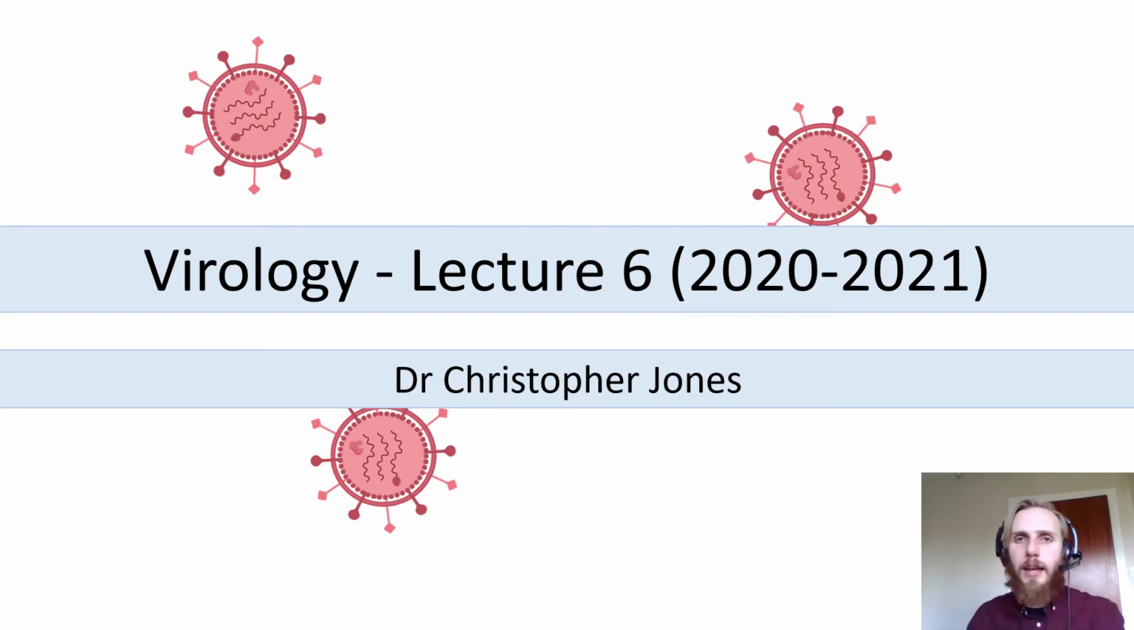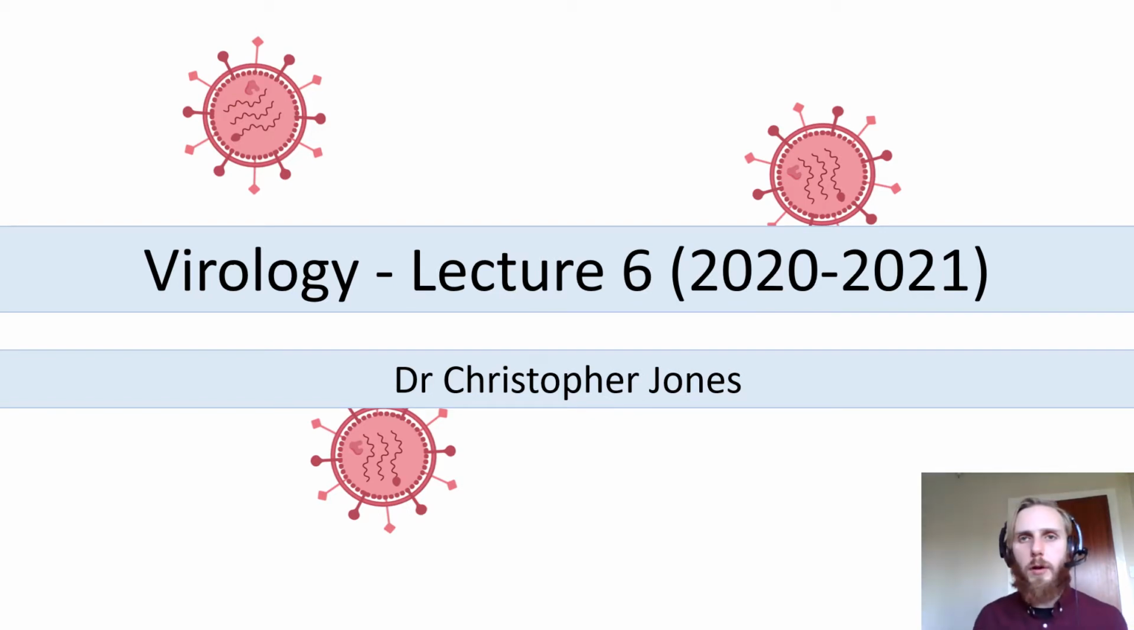So we're going to start off in this lecture discussing some of the key topics that we need to approach at the start when we're considering viruses as causative agents of human disease. We're going to consider things like virulence and pathogenesis, these key ideas that we need to understand straight away.